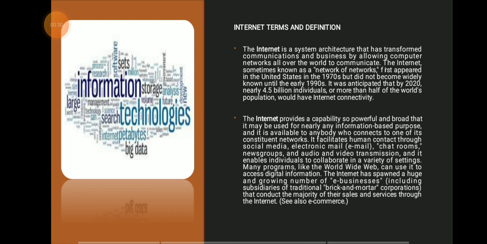Internet terms and definition. The internet is a system architecture that has transformed communications and business by allowing computer networks all over the world to communicate. So, the explanation of this: the internet, sometimes called simply the net, is a worldwide system of computer networks, a network of networks, in which users at any one computer can get permission and information from any other computer.